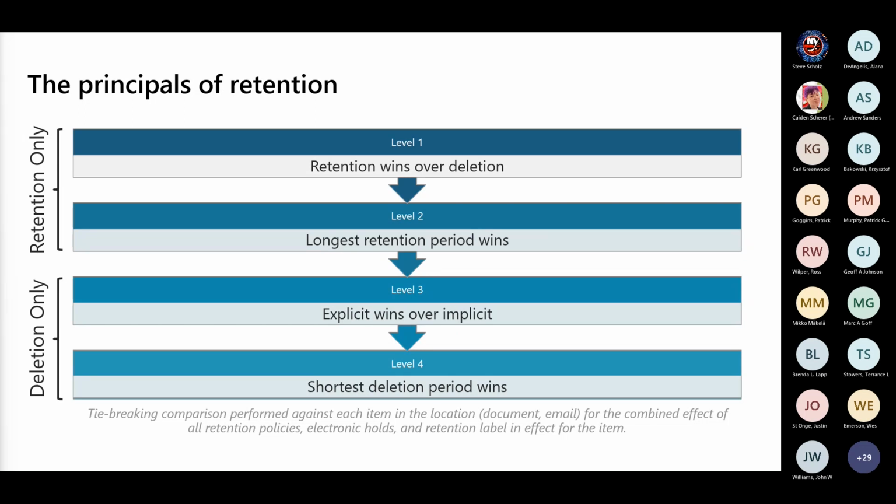Then finally, if no previous principle applies, then the shortest deletion period will be used to resolve the conflict. For example, if you have two implicit deletion policies, so maybe two retention policies that apply to the same location and have a delete action, because they're both implicit, we're going to fall back to whichever policy has the shortest amount of deletion time.